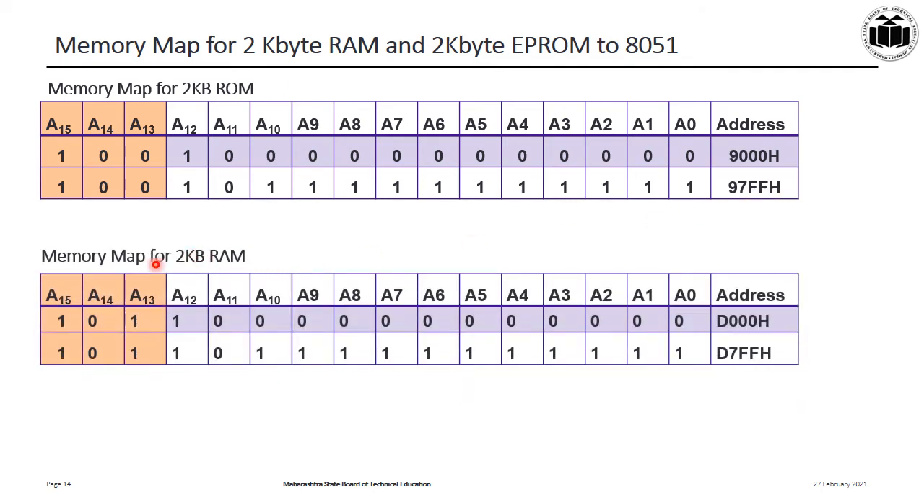For 2K RAM, we have Y5 connected to CS bar of RAM. So A15, A14, A13 have 101. For the starting address, all the bits are 0 from A0 to A10, while for the ending address, all the bits are 1 from A0 to A10. Converting the whole to hex, we have the starting address for RAM as D000H and the ending address as D7FFH.